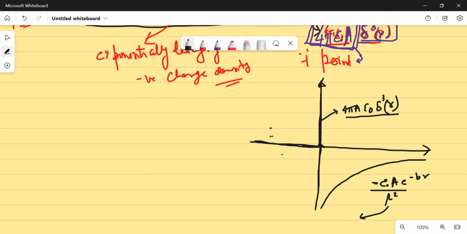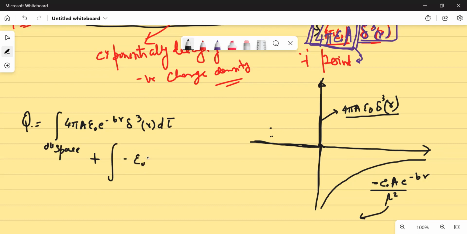Now, if you are asked what would be the total charge of the system, you can write the integral of what was there: 4 pi a epsilon naught e to the power minus br Dirac delta cubed of r d tau. This will be from all space, plus minus epsilon naught a e to the power minus br divided by r square. And this is not defined at r equal to 0, so it will be from 0 plus something to infinity, and this will be r square sine theta d theta d phi dr.